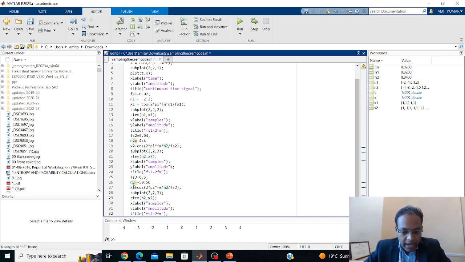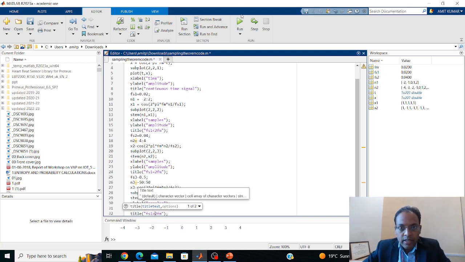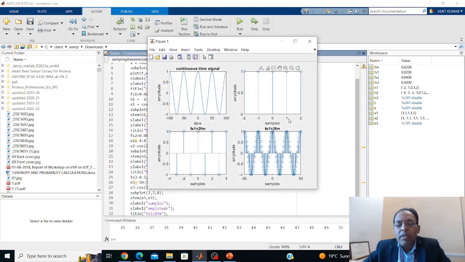Okay, and Fs3 and N3 we have defined, and here x3 equals cos 2 pi Fm N3 divided by Fs3. Fourth position we want, so 2 comma 2 comma 4, and the graph will be plotted between N3 comma x3. And here this is the condition when the sampling frequency is greater than twice the maximum frequency. So run the program, and here you will find the four cases.